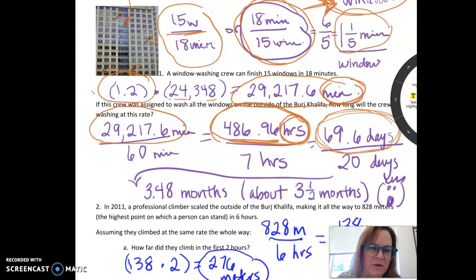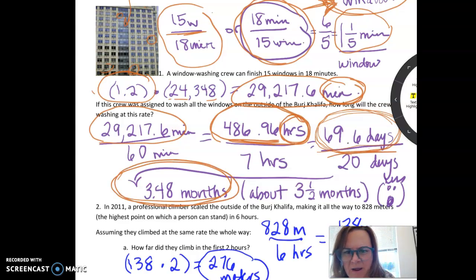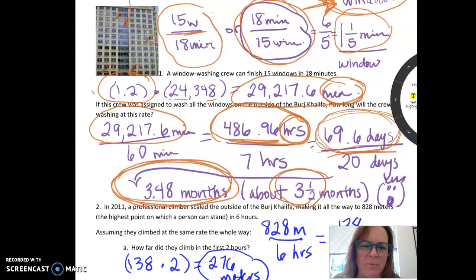That's okay, but I want to turn it into months. So I'm dividing it by 20. Now you're probably thinking, wait a minute, there are 30 days in a month, not 20. And you're right, but there are probably 20 working days in a month because they probably don't work weekends. So we're going to divide that by 20, and we get an answer right here, 3.48 months, which is really close to 3.5, which we know is about 3.5 months is what it's going to take them.